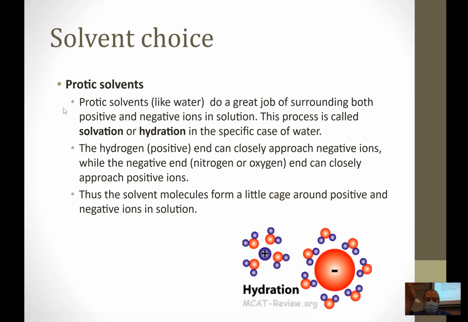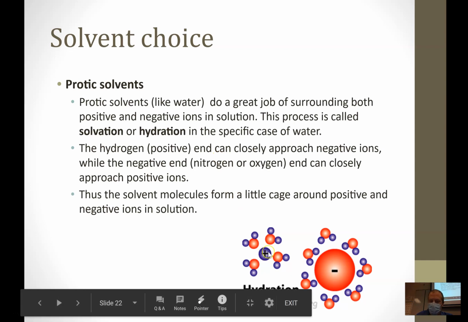So water's polar, of course. It has a partially positive, partially negative side. It can hydrogen bond, so the water molecules' negative side is able to very closely approach a positive ion in solution, if that's what it's dealing with.